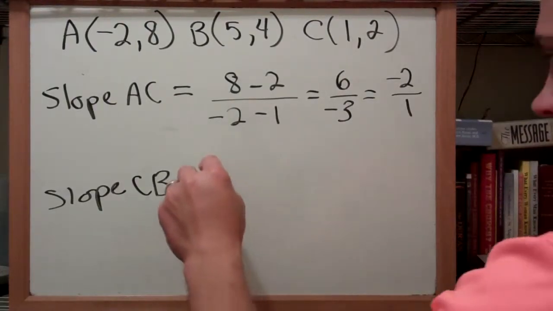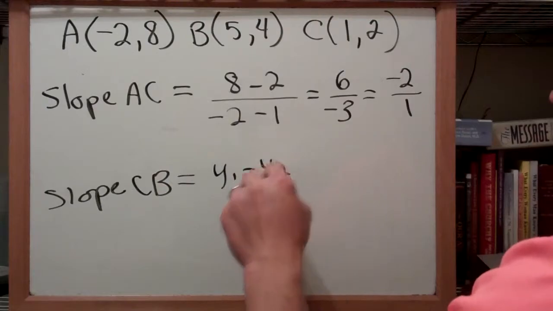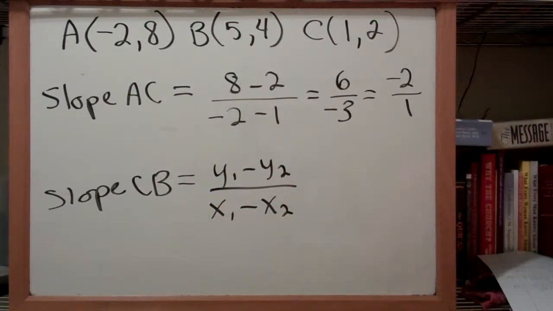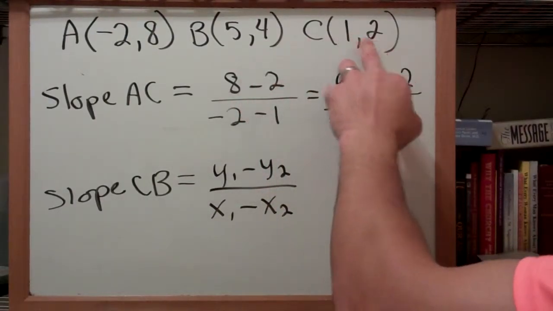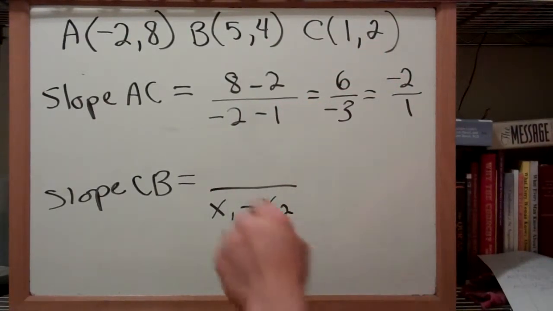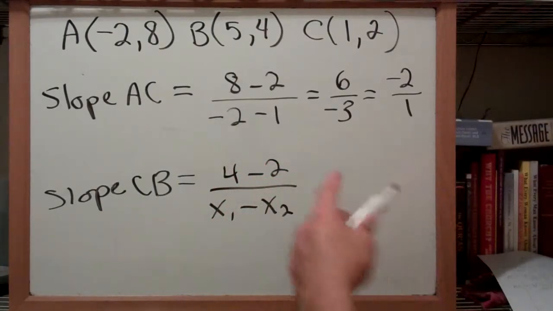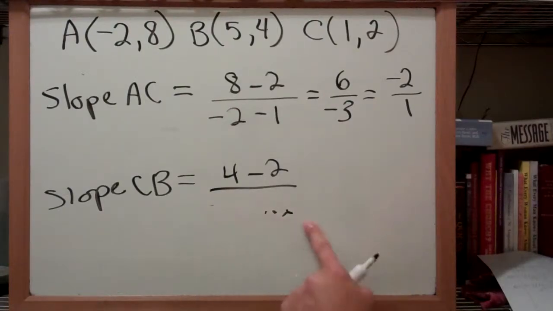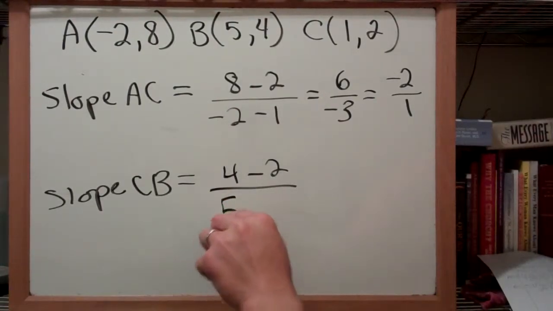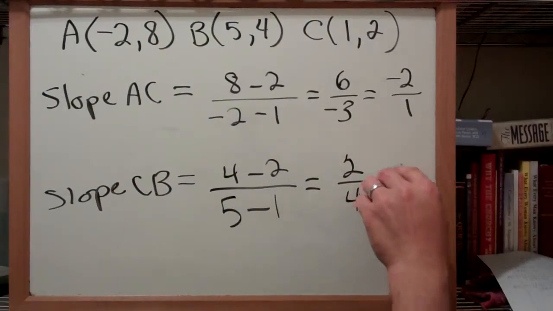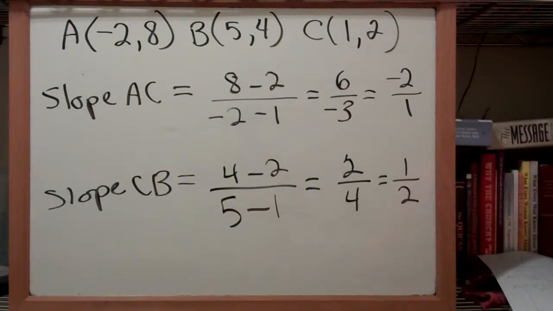Then for CB we're going to say y1 minus y2 over x1 minus x2. So here we can say y1 minus y2, so 4 minus 2 on the top, and then x1 minus x2, so 5 minus 1 on the bottom. On the top we'll get 2, on the bottom we'll get 4, which reduces to a positive 1/2.